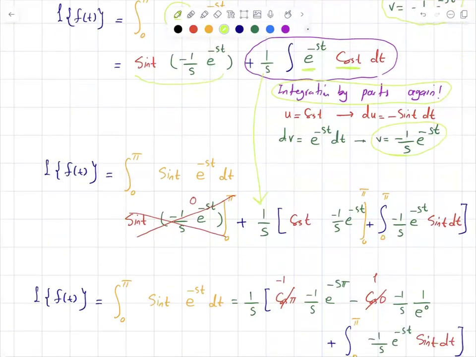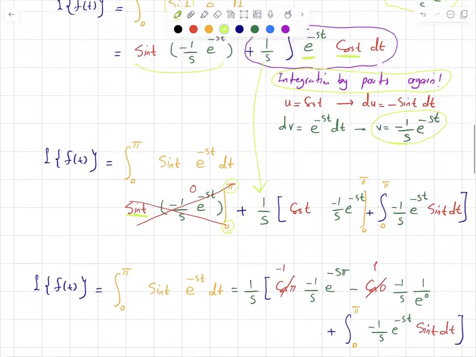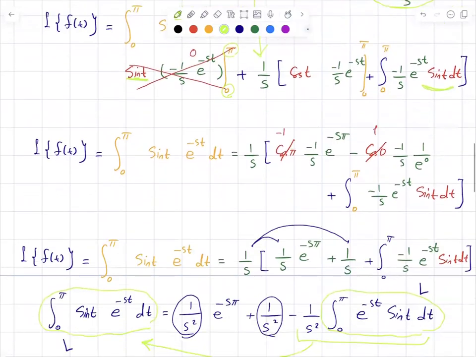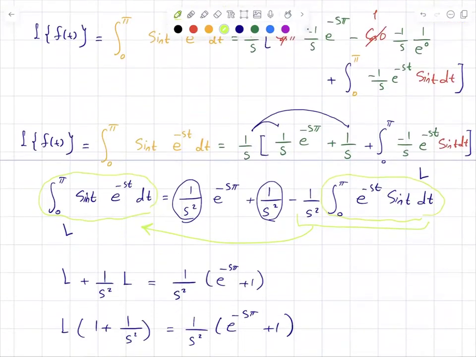Now, the Laplace of this function is, if you plug in pi and 0, since sine of pi is 0, sine of 0 is 0, so the first portion, which is uv, just vanishes. Now, for the second part, here you have plus 1 over s cosine t times negative 1 over s e to the power negative st between 0 and pi. And here you have 0 to pi of the integral that is repeating itself on this side. So after plugging different values, we can simplify this into the integral of sine t e to the power negative st, which is nothing but the Laplace of the function on the left-hand side. And on the right-hand side, this quantity repeats itself. So for simplicity, let us call it L.